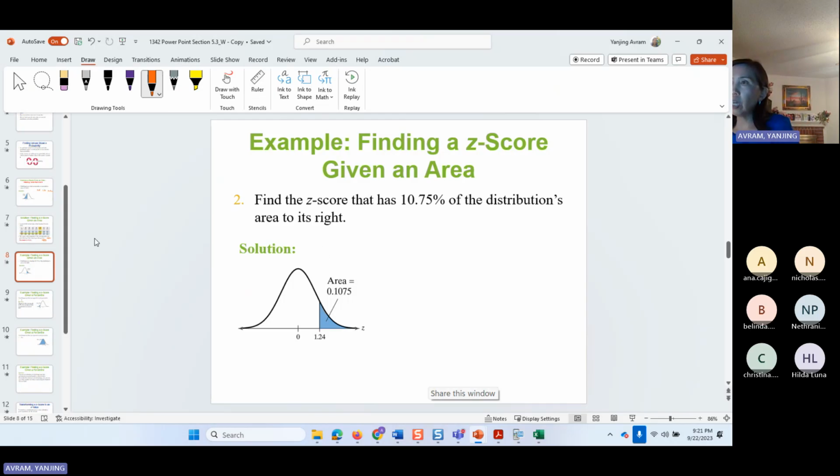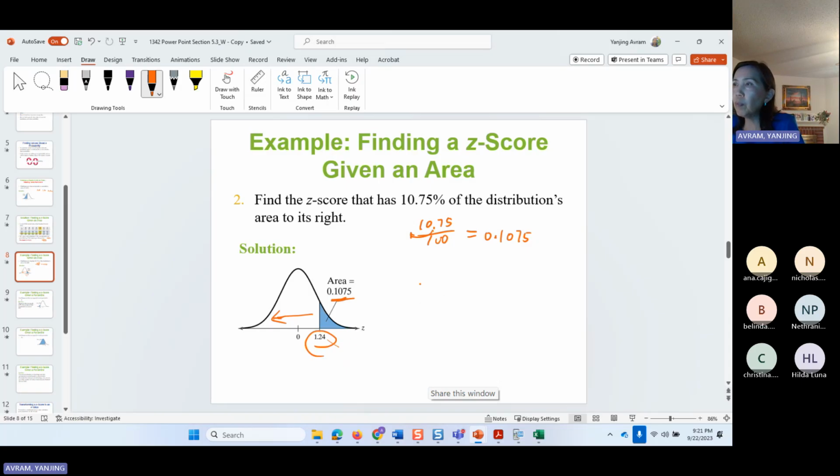All right, look at this one right here. I want to find a Z-score. They have 10.75% of the distribution to the right. So 10.75 percent is divided by 100, right? So you have to move the decimal point to the left 2 digits. So the area is 0.1075. But remember, my Z-score is always the area to the left. So I will need to find my area to the left first before I can go to the table to find this Z-score.